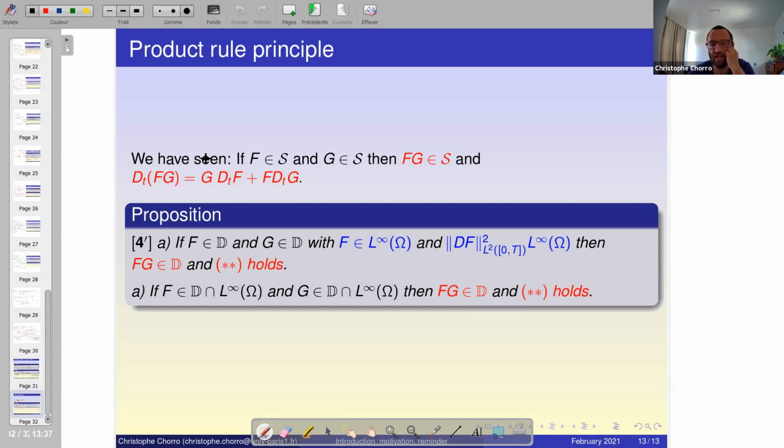A natural question is whether it is possible to extend this formula, the star formula, to the case where f and g are only in the domain D. So suppose that you have this nice formula.